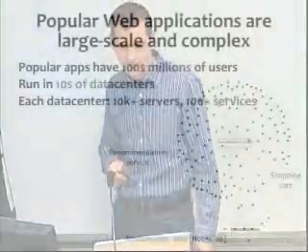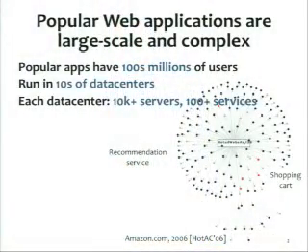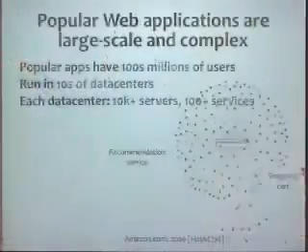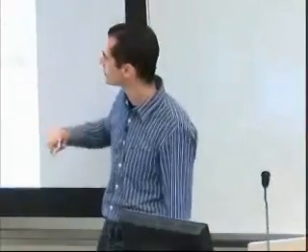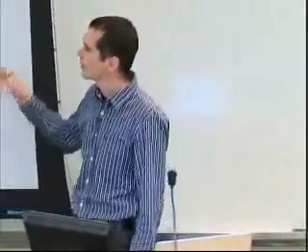They run in tens or hundreds of data centers, and each data center could have tens of thousands of servers and run hundreds of services. This picture shows what Amazon looked like about 4 years ago. This is from our paper from 2006. Each dot on this graph shows a single service that they're running, like recommendation service, shopping cart, and so on. There were 100 of them back in the day, and now I think it's up to 200.